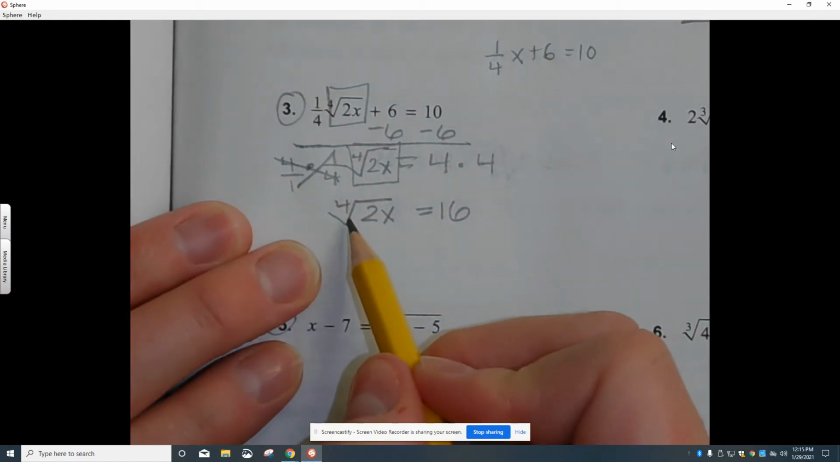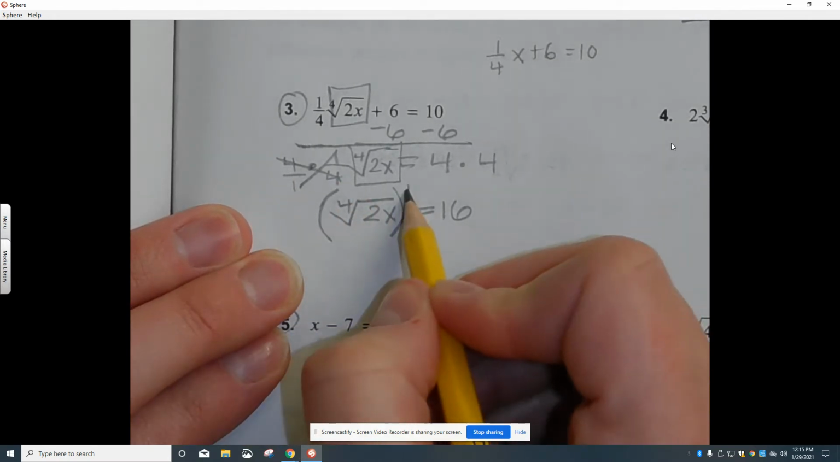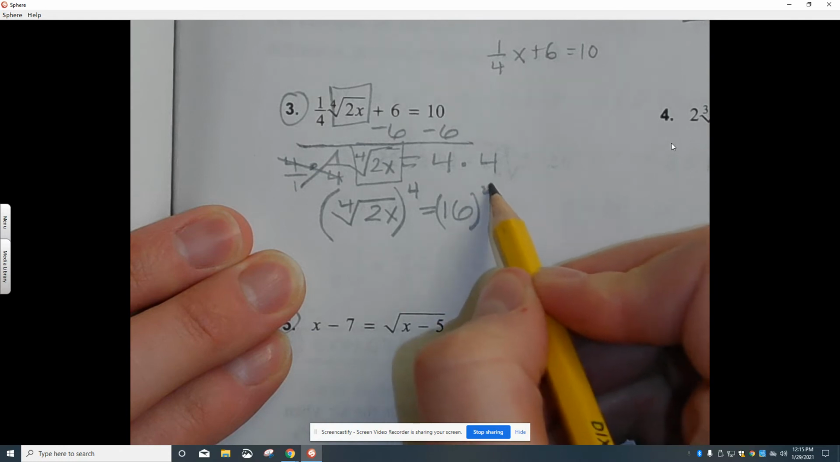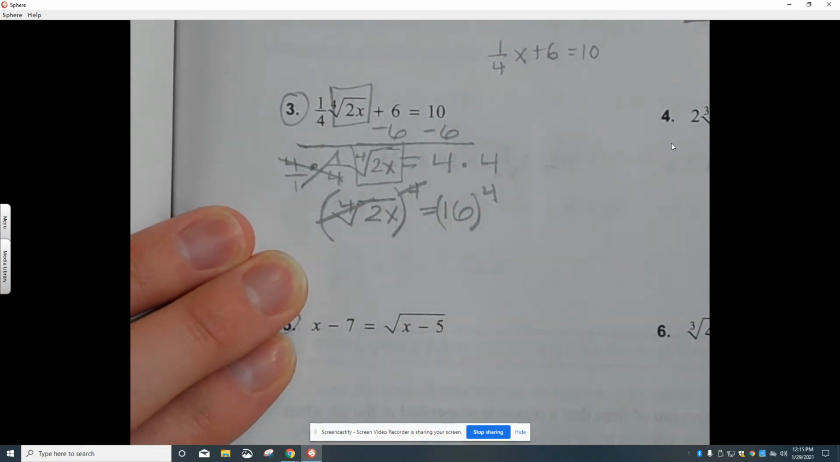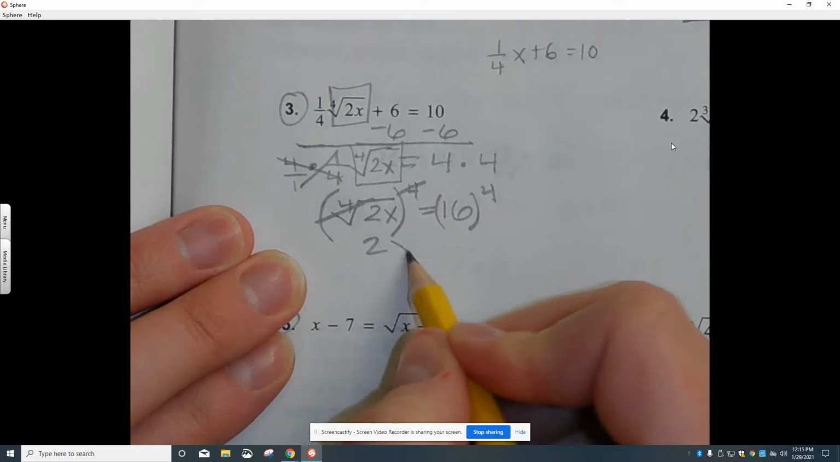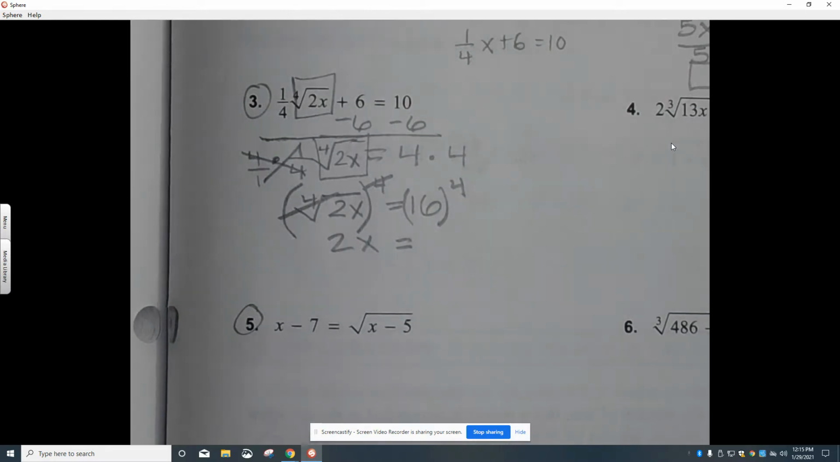So if it's the 4th root, to get rid of the radical now, we're going to take both sides and raise them to the 4th power. So we're going to put a little 4 up there. So if I do that, these are going to cross out because they're inverses. And we'll have 2x equals 16 to the 4th, so a really big number.